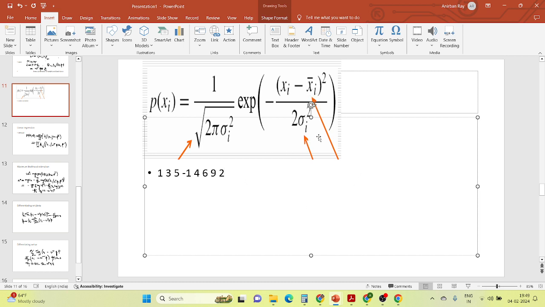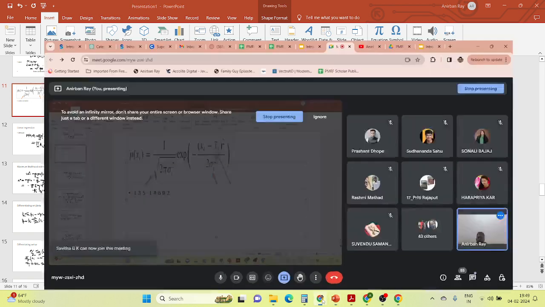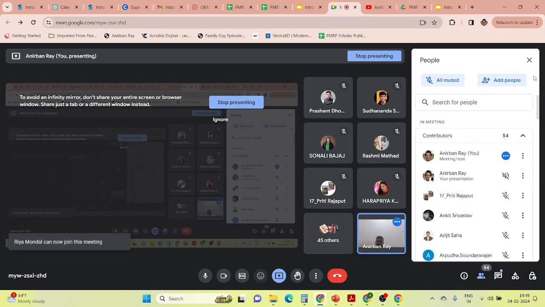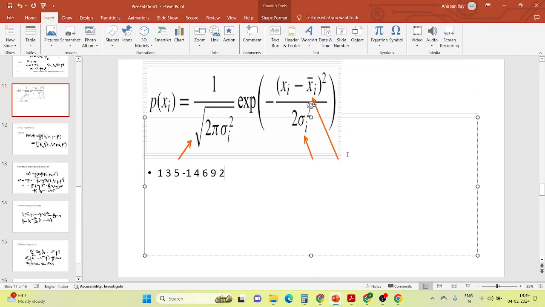And variance is this, sigma is the standard deviation. The standard deviation, you know. So mean and standard deviation, you know. And standard deviation square is variance.